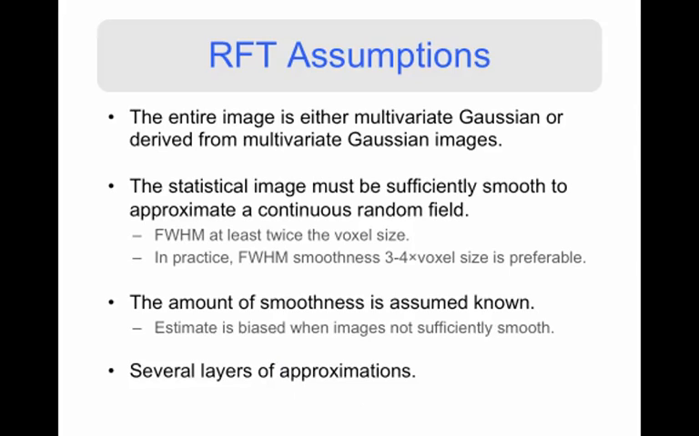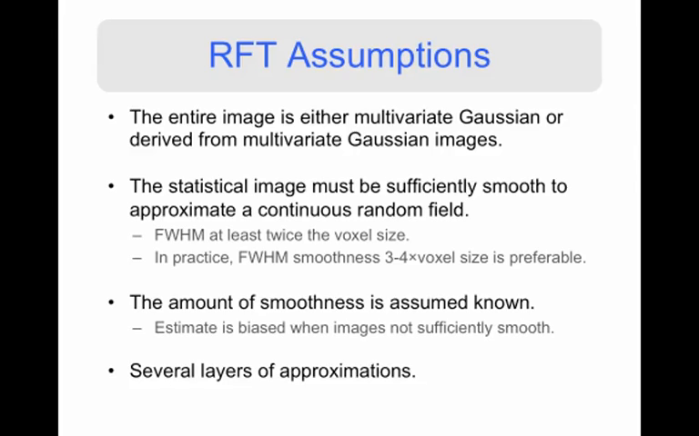Now, random field theory makes a number of assumptions. For one, the entire image is either multivariate Gaussian or derived from a multivariate Gaussian image. Two, the statistical image must be sufficiently smooth to approximate a continuous random field. So the spatial smoothing that we apply, the full width half maximum of that smoothing kernel, must be at least twice the voxel size.